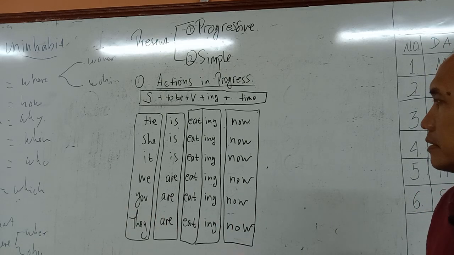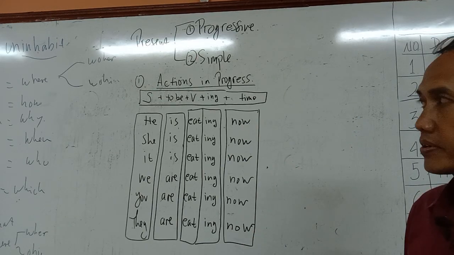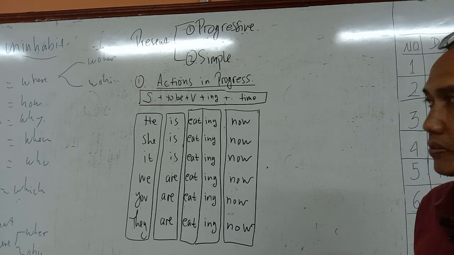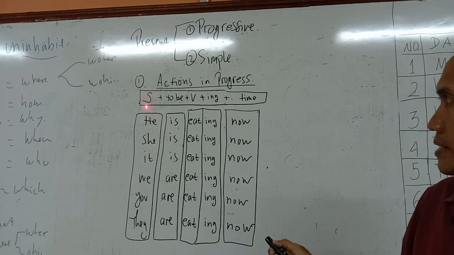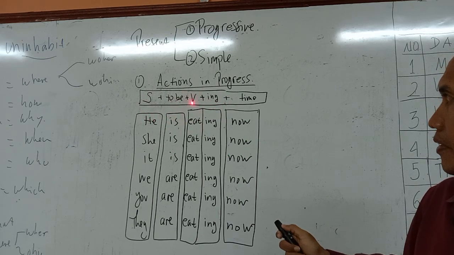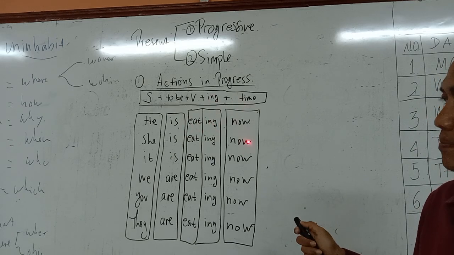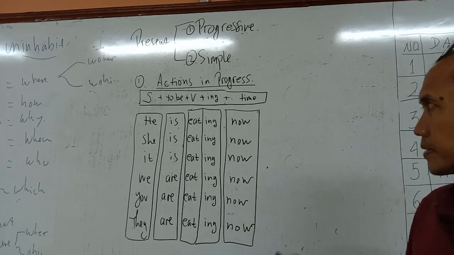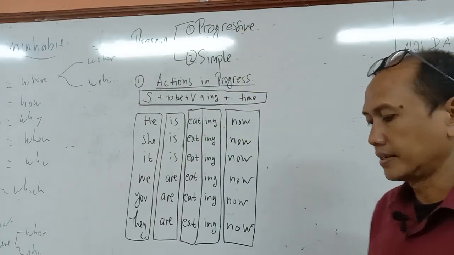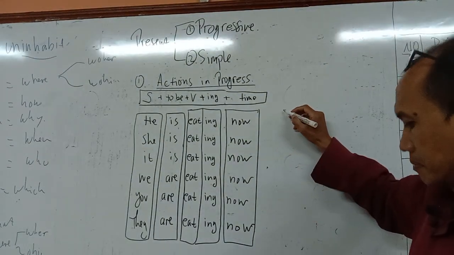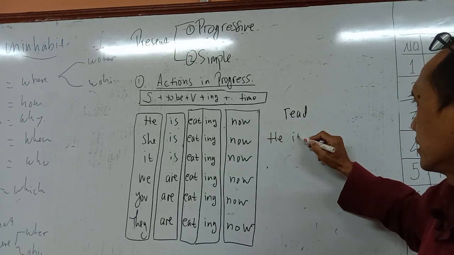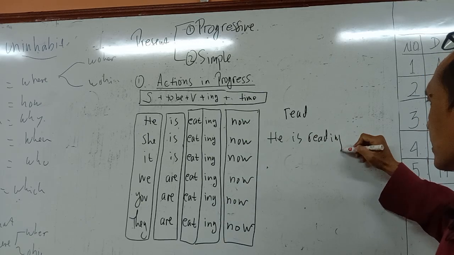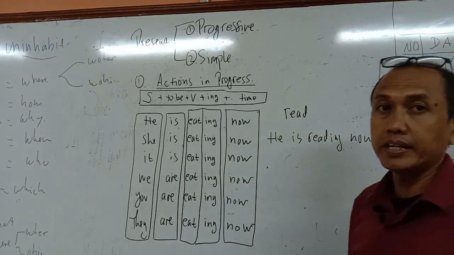So how can we form the progressive tense? You have to know the formula. It is subject, to be, verb plus ing, and then time. He is a subject, is a to be, and the verb is eat plus ing, and the time is now. He is eating now. So when you want to say something like dia sedang membaca, membaca is read, you can make it like this: He is reading now.